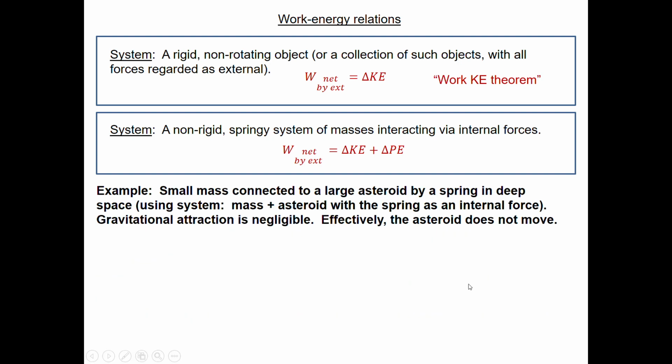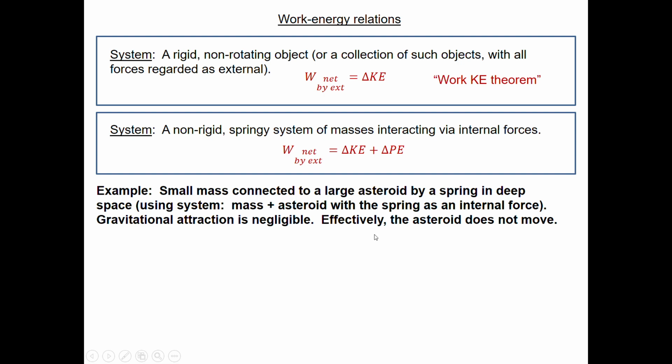Second example, let's imagine we've got a small mass, maybe a little rock, connected to a large asteroid. We're going to imagine the asteroid's kind of like the Earth. It doesn't move, and it's connected by a spring force in deep space. So we've attached a rock to the side of a huge asteroid by a spring, and we're going to consider the mass plus the asteroid to be our system with the spring force as an internal force. There is some gravitational attraction between the rock and the asteroid, but we're just going to ignore it. It's so puny unless the asteroid gets as big as the Earth or something like that. For most asteroids, it would be totally negligible.